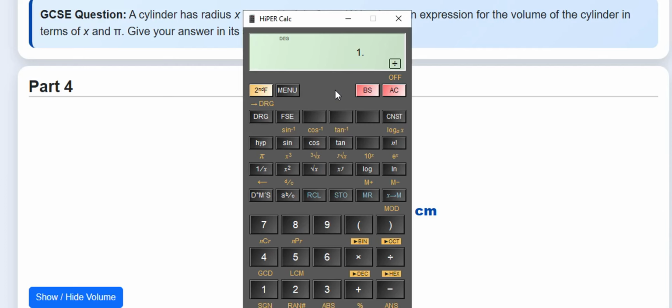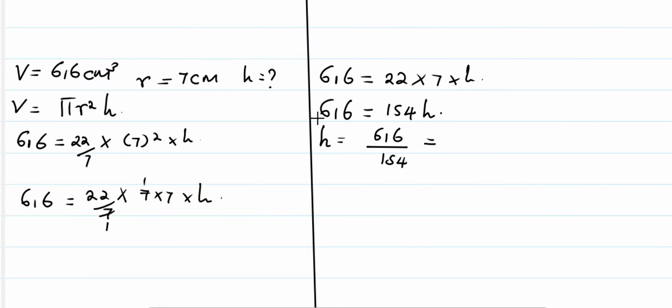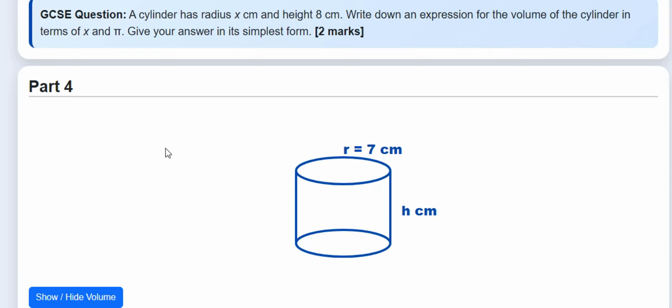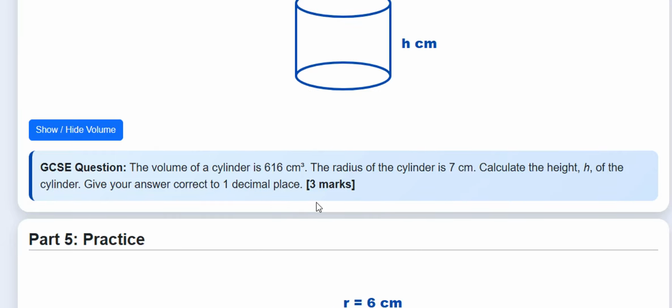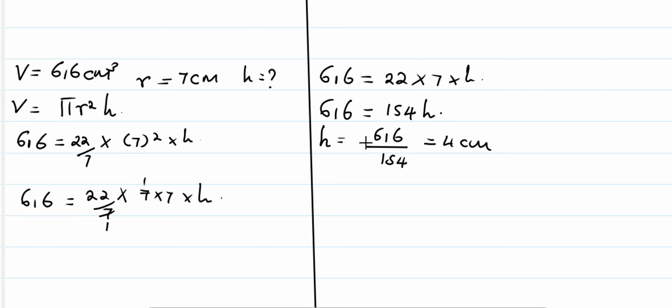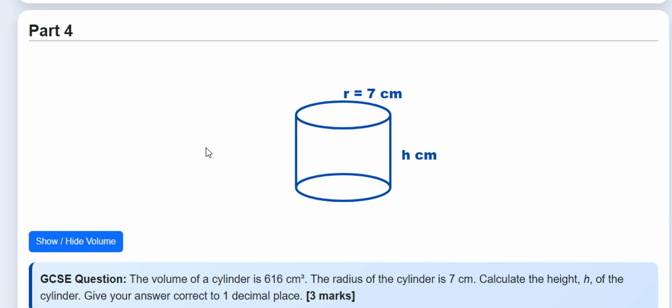Divide by 154. It will be 4 centimeters. So here, centimeters. And then in the question, you are told, it's part 4, give your answer correct to one decimal place. So 4 centimeters is not in one decimal place. So to put it in one decimal place, we'll have to say height is equal to 4.0 centimeters, like that. And that becomes the height of this cylinder here.